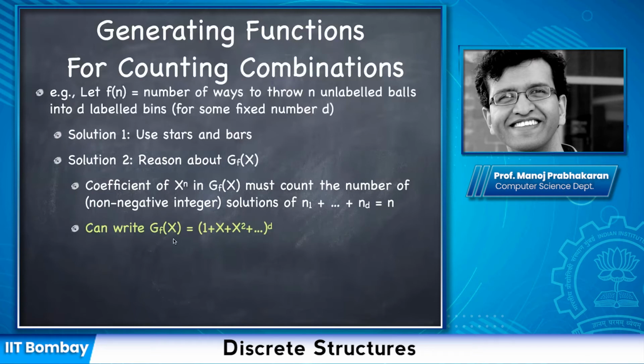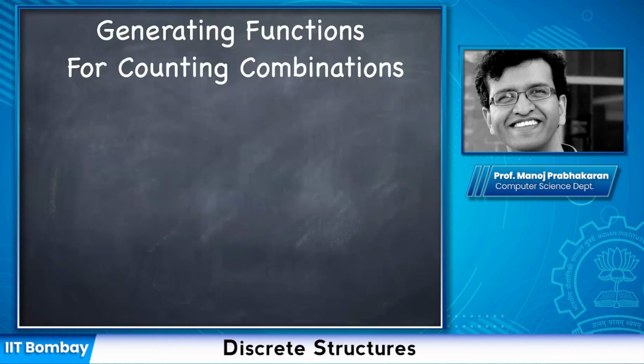Okay, so this is a generating function for f, and you can simplify this now, right? Instead of writing 1 plus x plus x squared ad infinitum, you can apply the extended binomial theorem and write this as 1 over 1 minus x. So generating function is (1 minus x) to the power minus d. And now you can apply the extended binomial theorem again to get the coefficient of x to the power n in this expression.